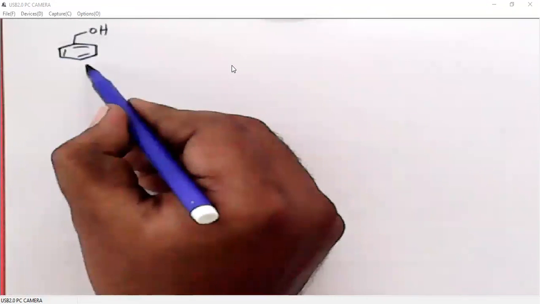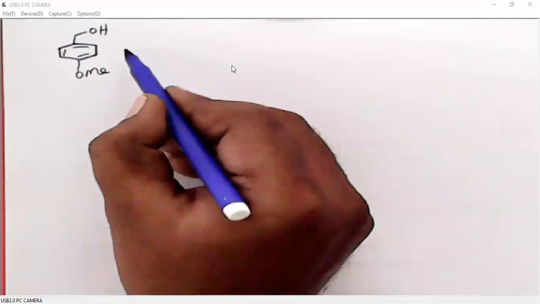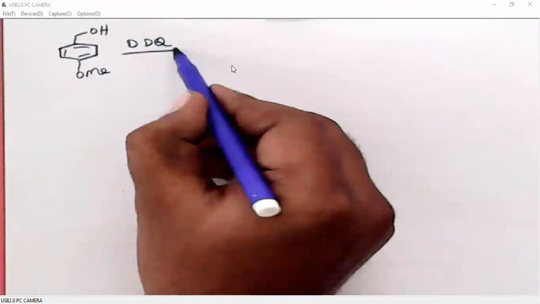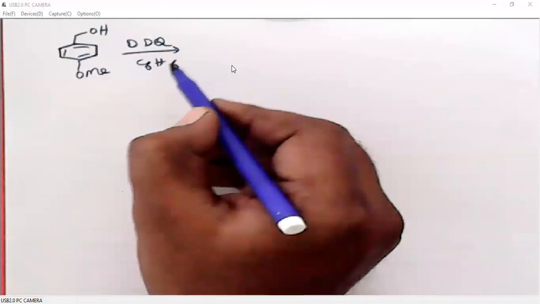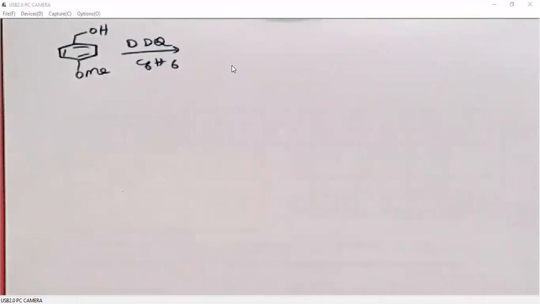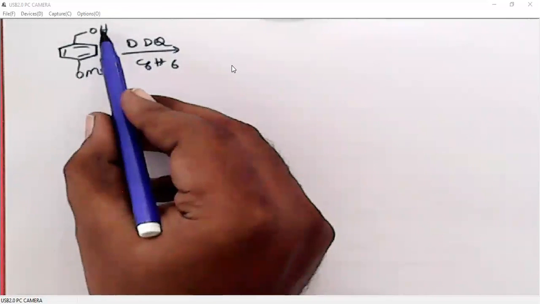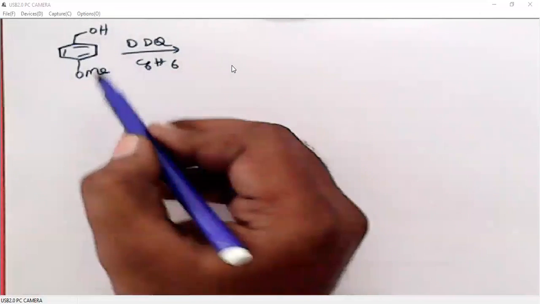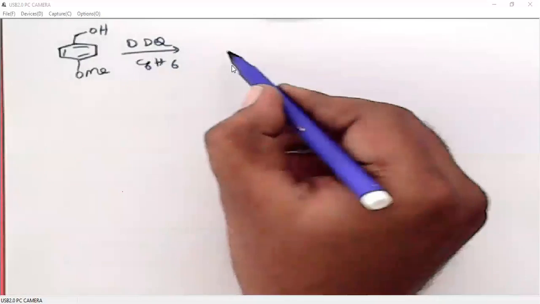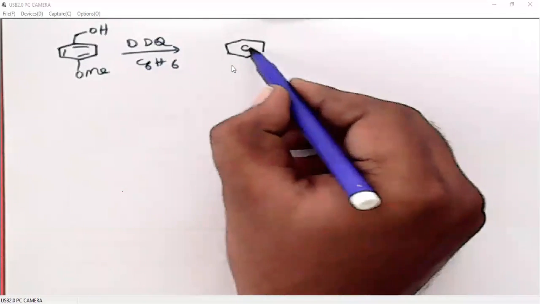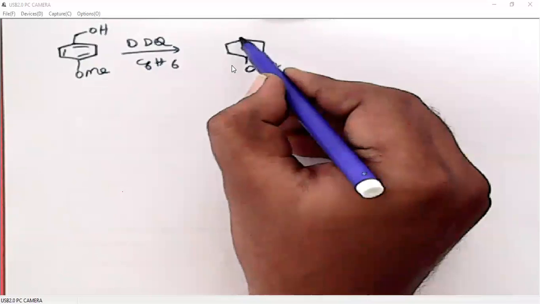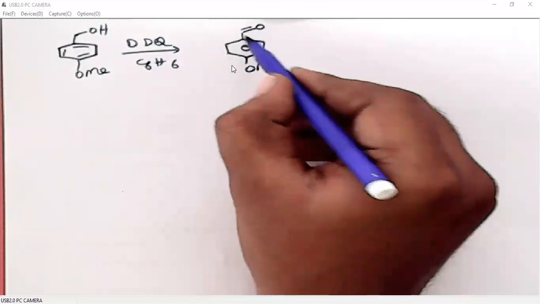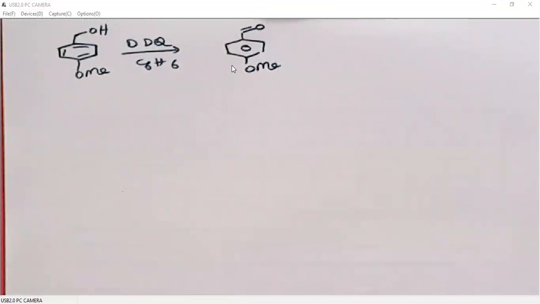When we have a benzyl alcohol, then we can oxidize this benzyl alcohol to benzaldehyde using DDQ. Okay, so hydrogen from here and hydrogen from this carbon both will be leaving, so we will get a double bond. So it's nothing but benzaldehyde. Okay, anisaldehyde in this case, because OMe is there, it is para-anisaldehyde.